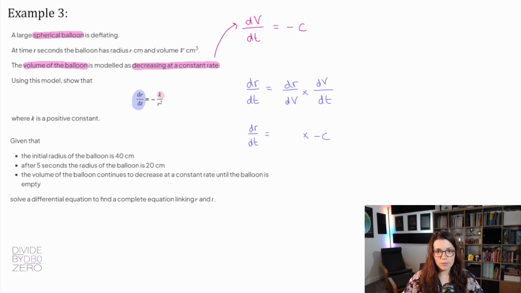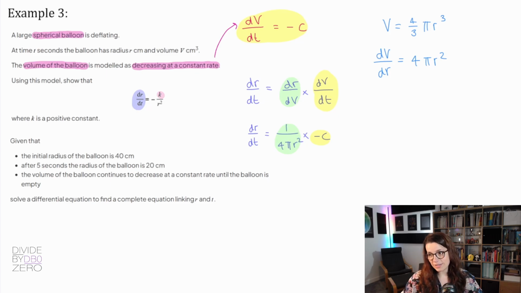We said that we're working with a sphere, so the volume of a sphere is 4 over 3 pi r cubed. We can easily find dV/dr from here, which is 4 pi r squared. And then it's just a case of flipping it upside down and subbing it into that purple equation. So it's going to be 1 over 4 pi r squared times minus c. So the dV/dt was minus c, and that we got from just interpreting the words in the question. And then dr/dV was 1 over 4 pi r squared because dV/dr is 4 pi r squared, and then we just flipped it upside down.